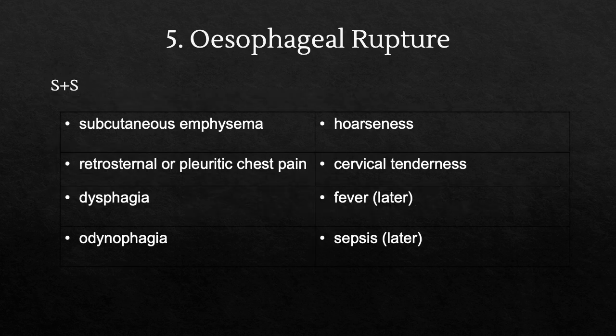These patients typically present with subcutaneous emphysema, and it can be quite widespread. They can also present with retrosternal or pleuritic chest pain if they've had the esophageal rupture for more than usually 24 hours. These patients can present with fever, sepsis. They also tend to have dysphagia, odynophagia, hoarseness, and if it was trauma to the neck, they can have cervical tenderness.